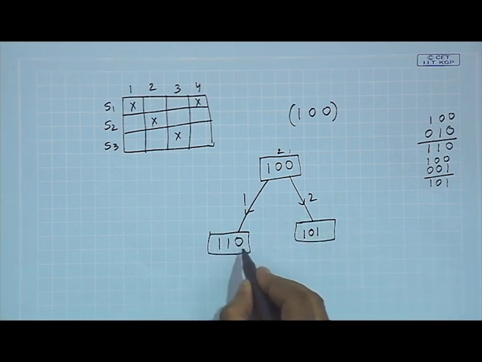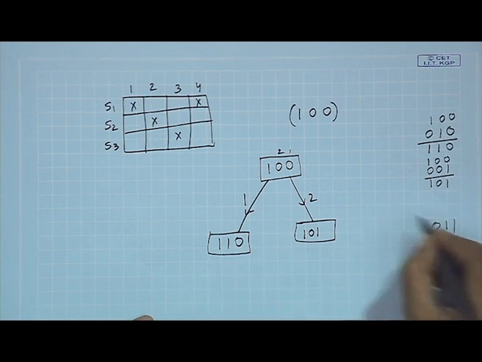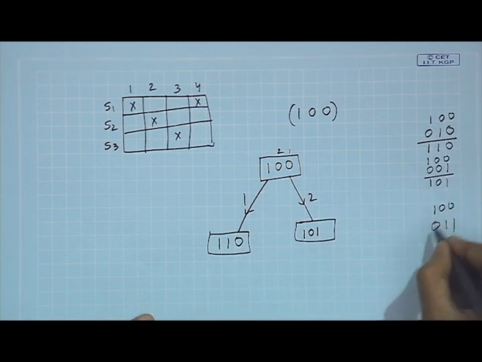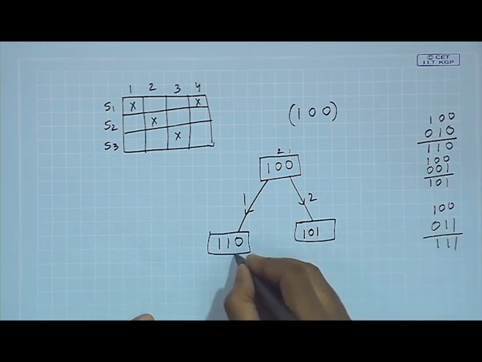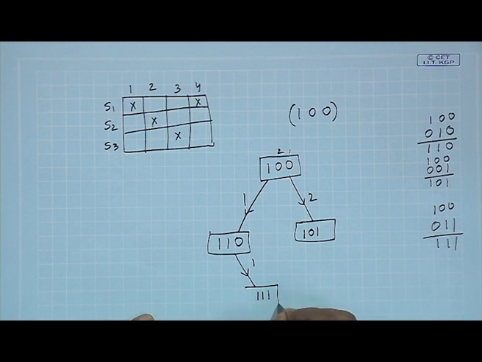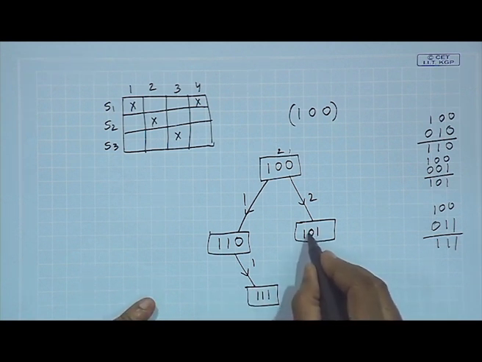Now, once you are here, the only 0 is here: 1. If you shift it by 1 position, it will become 0 1 1, and OR it with the original, it will become 1 1 1. So, if you shift it by 1, you land up in another state 1 1 1, and here 2 is the only forbidden.